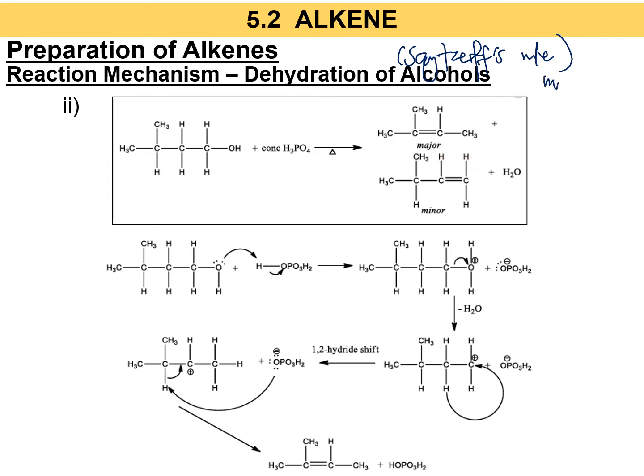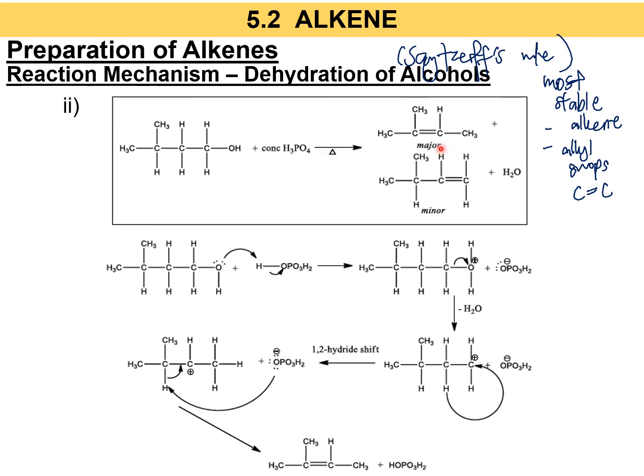Okay, most stable alkene tu adalah alkene yang highly substituted. Okay, alkene yang ada banyak alkyl groups around it, or alkyl groups around the carbon-carbon double bond. Okay, so for example, if you look at this alcohol, dia ada two possible alkene sebagai produk dia. Okay, and dia akan choose the major product, the one yang the highly substituted alkene, di mana carbon-carbon double bond tu akan dapat banyak alkyl groups.